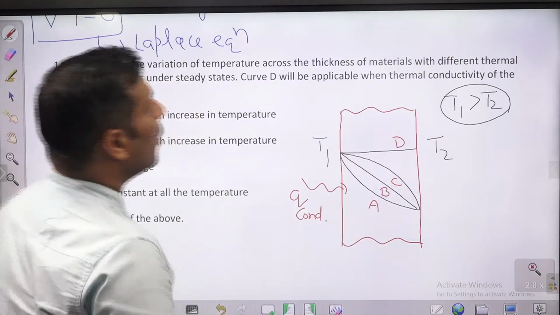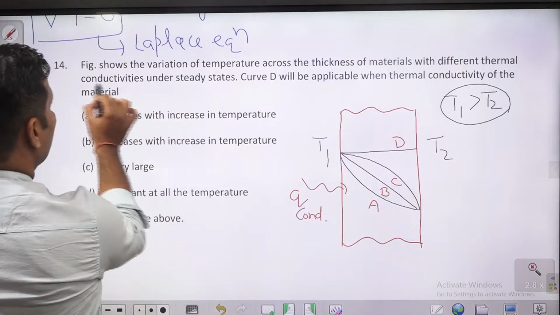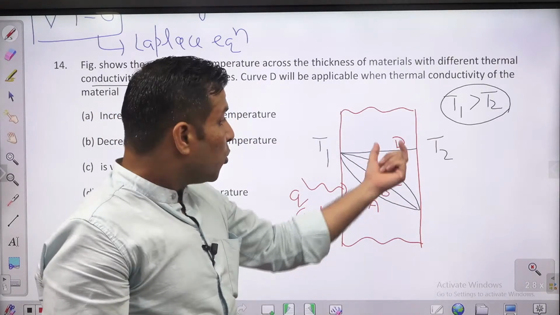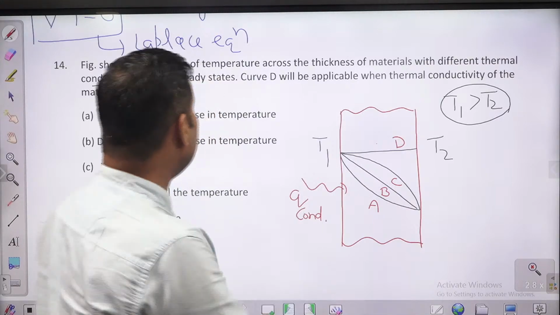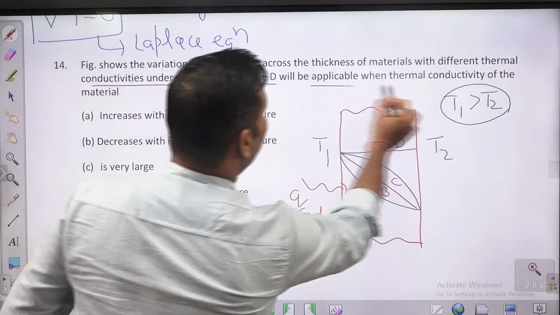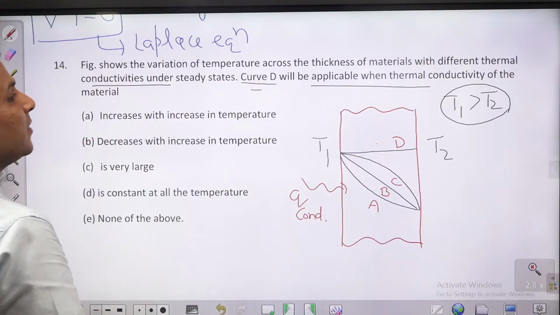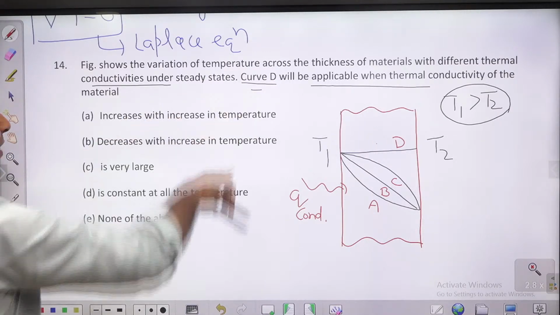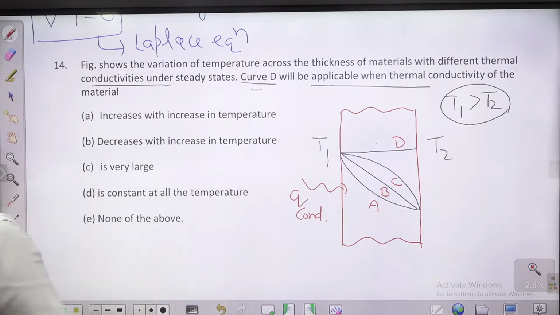As you can check it here, these are for different thermal conductivities. Obviously these are different thermal conductivities, and you need to answer. So curve D will be applicable to a material having what kind of thermal conductivity? Increasing with increasing temperature, decreasing with increasing temperature, the conductivity is very large, is constant at all temperatures, none of the above. What will you answer, guys?